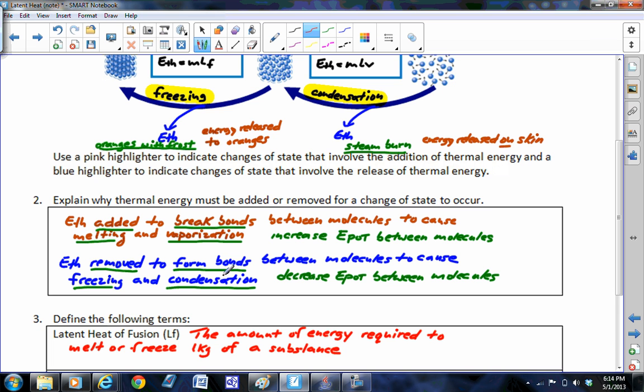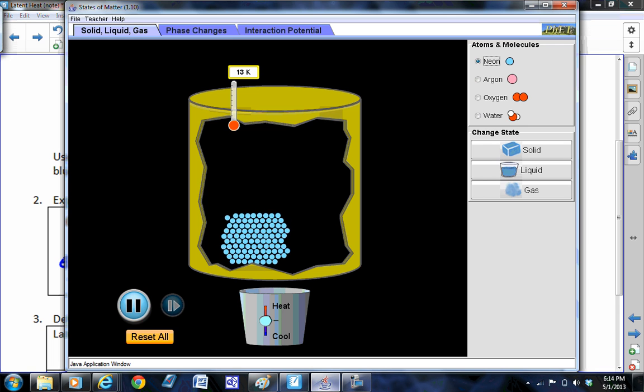Let's take a look at a couple of examples. What I have here is one of the links we have on our website. And you can see here we've got a solid. And all of these particles are really attracted to each other. So what that means is there is some kind of attractive energy or potential energy associated with these particles.